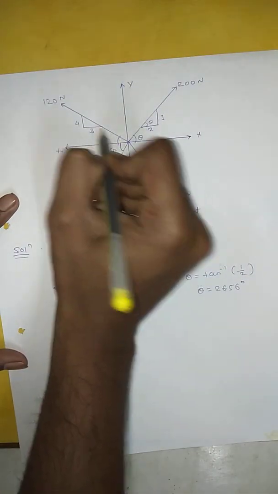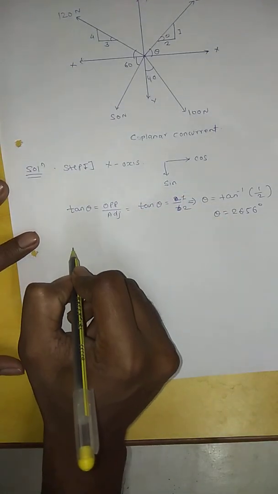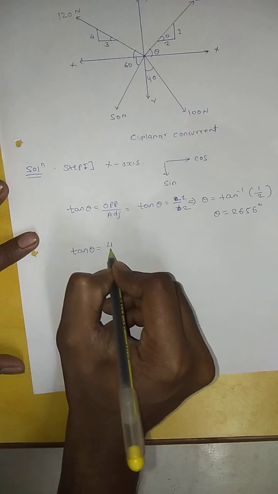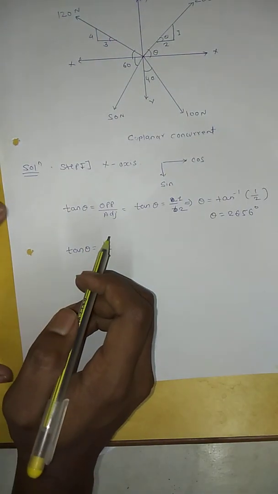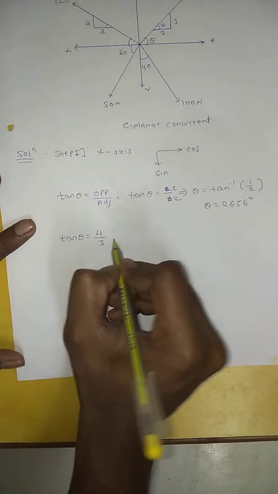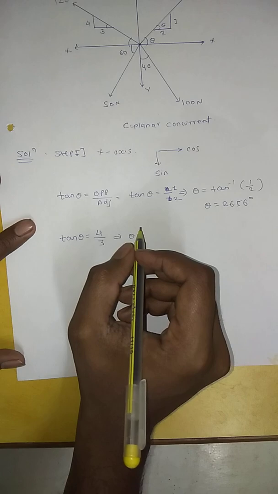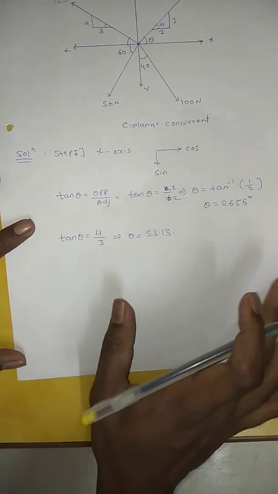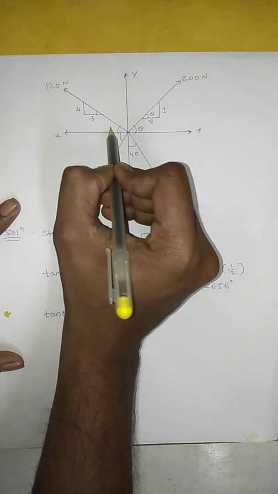Similarly, we can calculate this. So this angle is nothing but this angle. So again apply the rule. Tan theta is equal to, now opposite upon adjacent will become 4/3. Opposite side to the adjacent side. So this theta will come out to be 53.13.